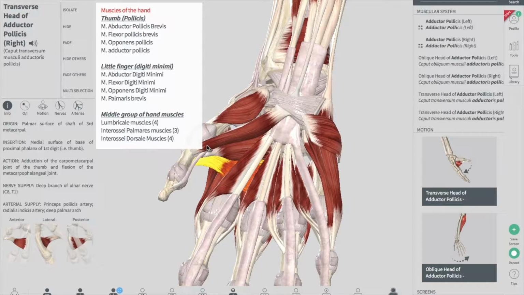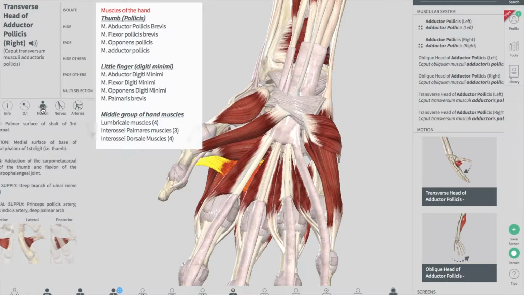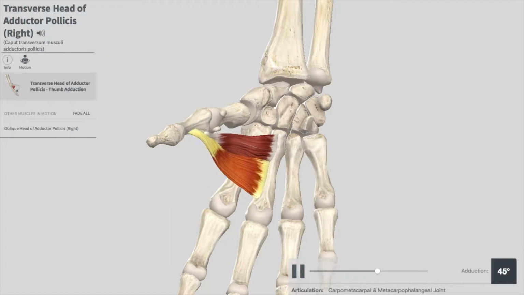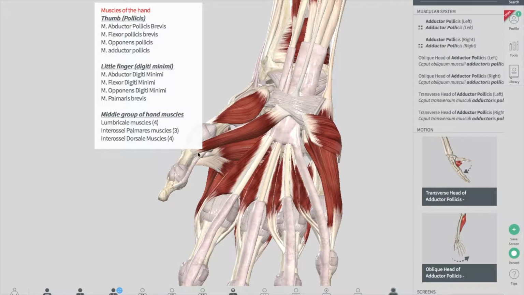And the function of these muscles is in the name as well. It adducts the thumb, pulling it towards the midline. I kind of show you it here as well. Here you see, here it is, adduction. All right. So now going over to the little finger.